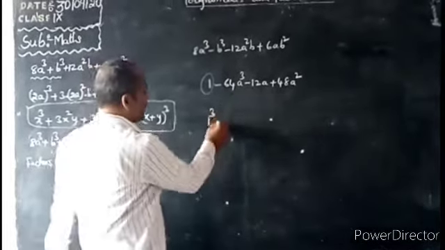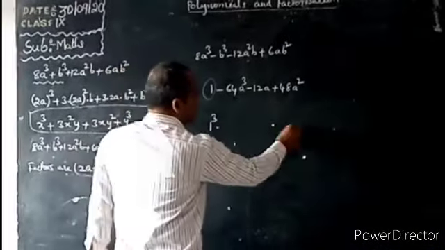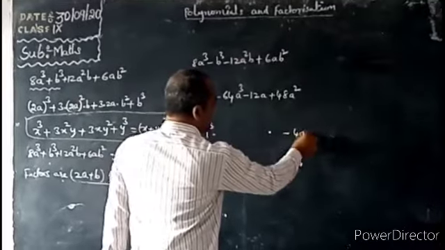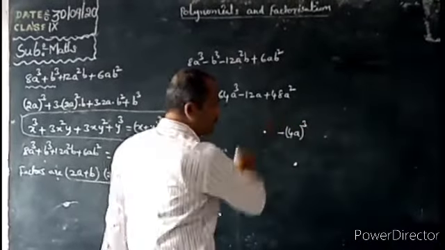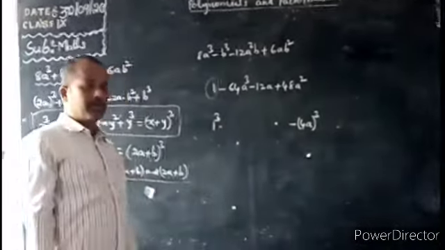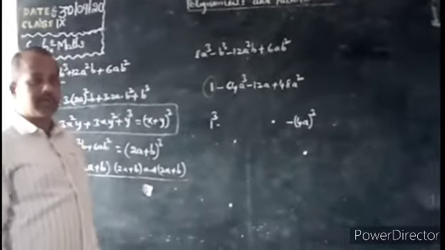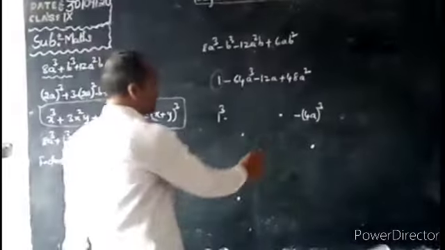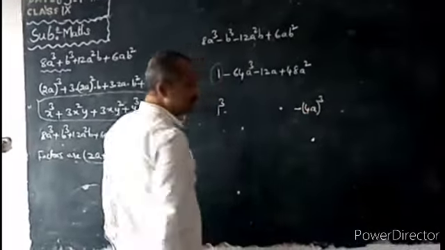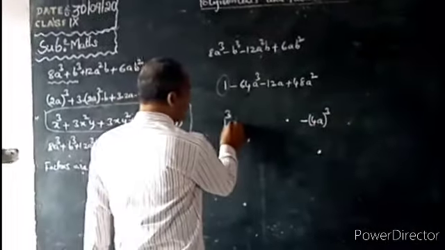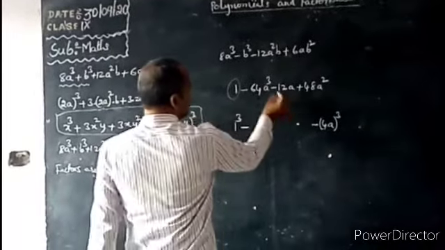Next, minus 4a whole cube. 4a whole cube gives 64a cube. As per the identity, it is minus, na? So the next will be a minus term only, na? Minus this one.